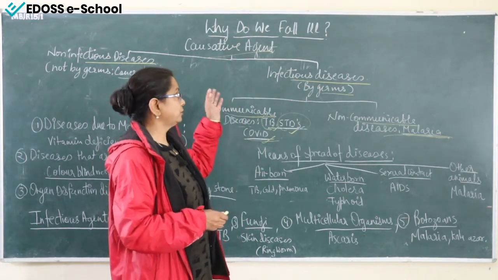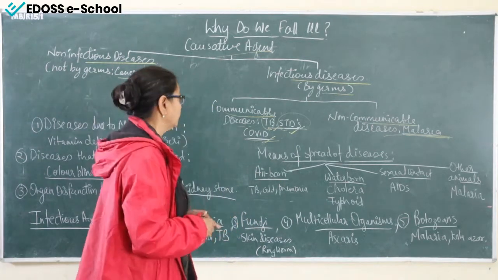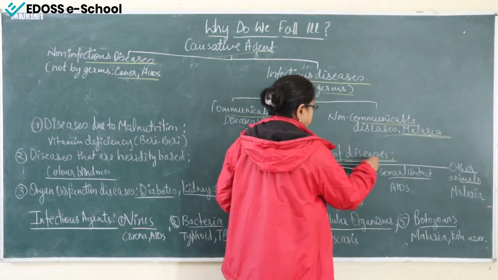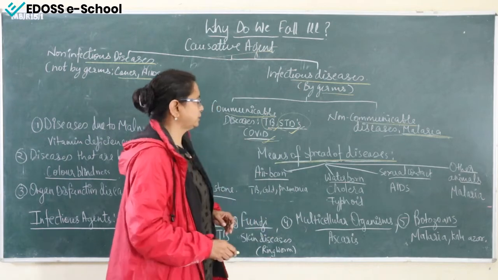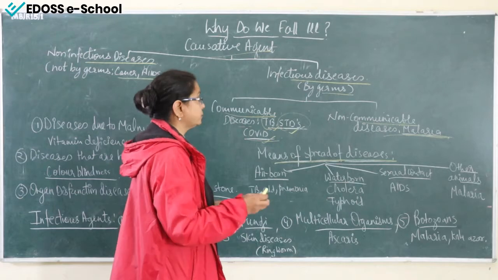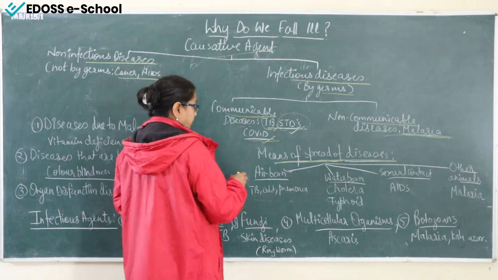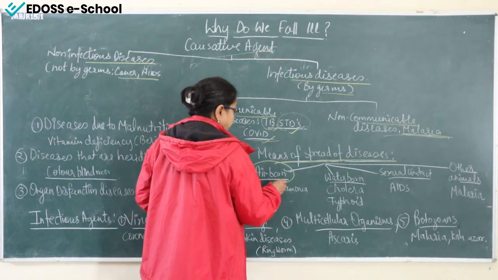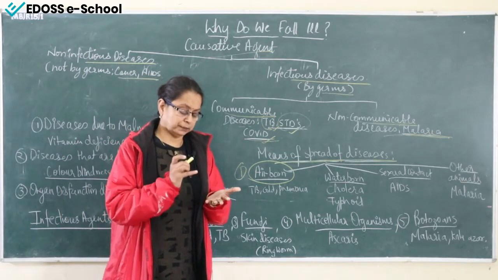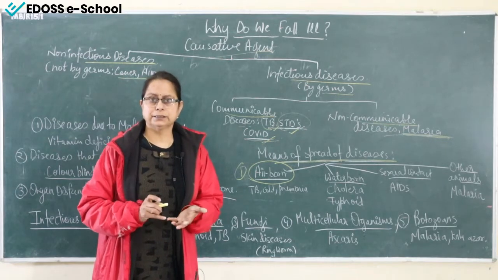So, this is another type of disease based on the infectious agent. Now, another topic: means of spread of disease. How do communicable diseases spread from an infected person to a normal person? What are the means through which they spread? The first one is airborne diseases. See, infection basically spreads through water, air and food. Basically, it spreads through these three points.